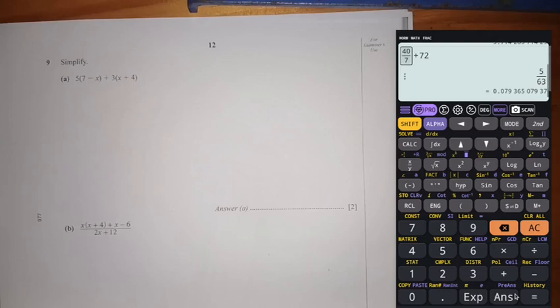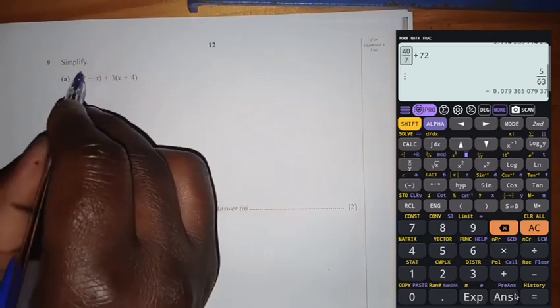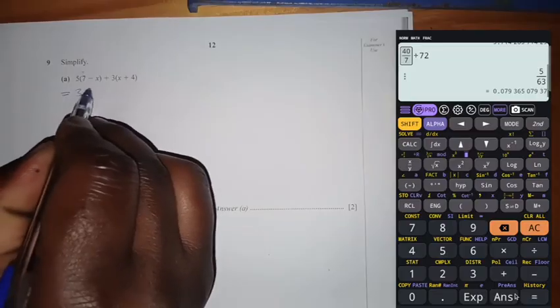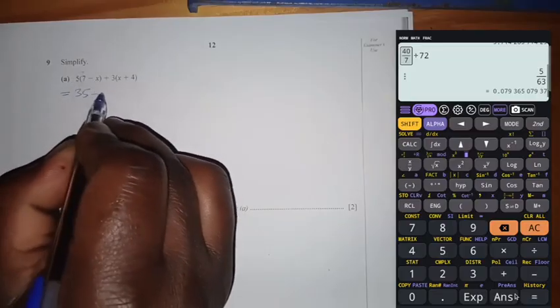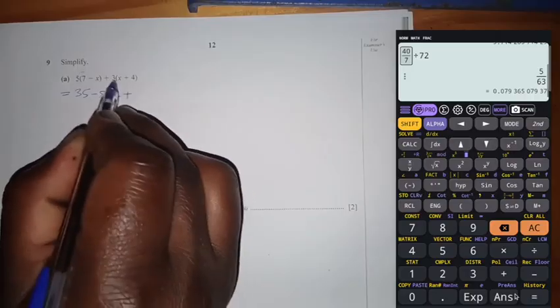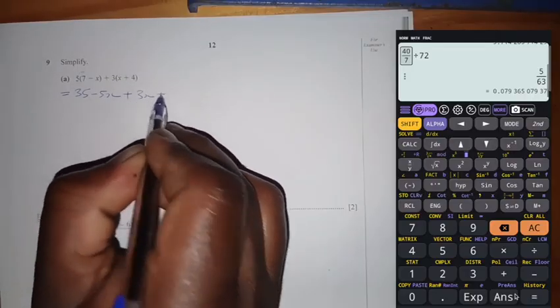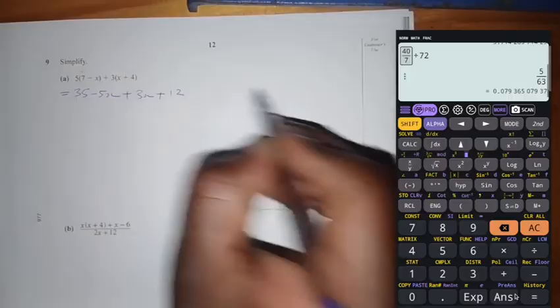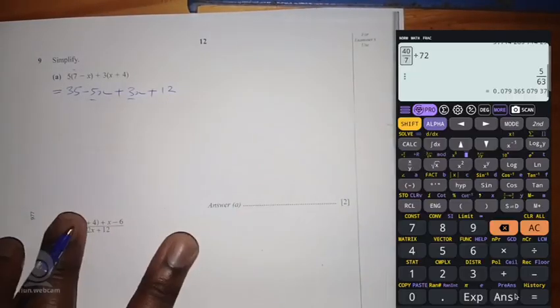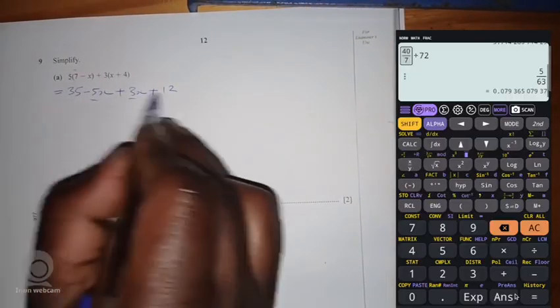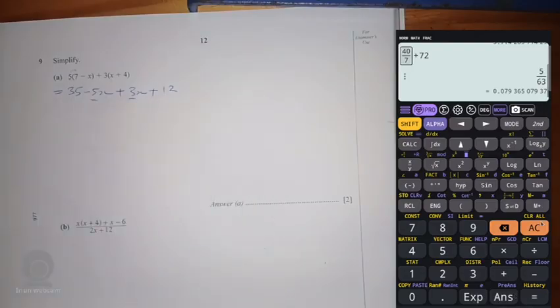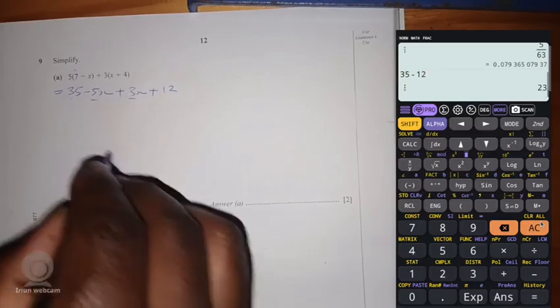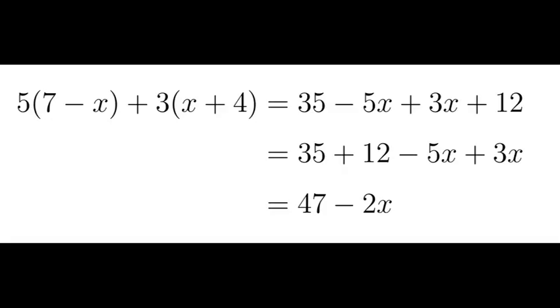Still solving. This is simplify. This times that is 35. 5 times negative is negative 5x, plus 3 times x is 3x, plus 12. Like terms: this and this are like terms. Let's start with this one. 35 minus 12 is 23. Error made. That's the correct solution.